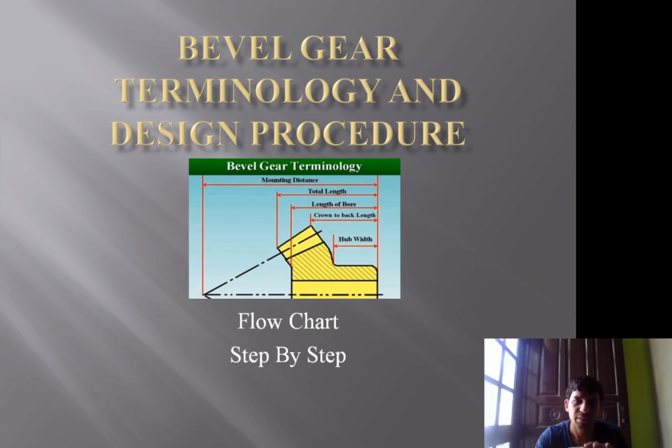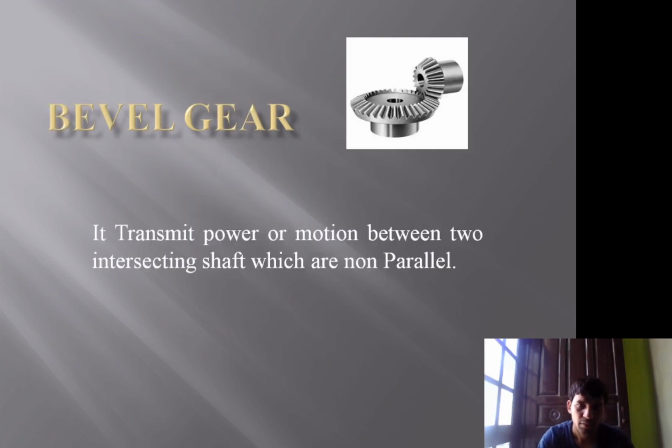What are the differences between these three? So first of all, what is a bevel gear? Students, a bevel gear is the gear which transmits motion or power between intersecting shafts, which are non-parallel. This gear is helpful in transmitting power or motion between intersecting shafts only. It does not help in transmitting power between parallel shafts.